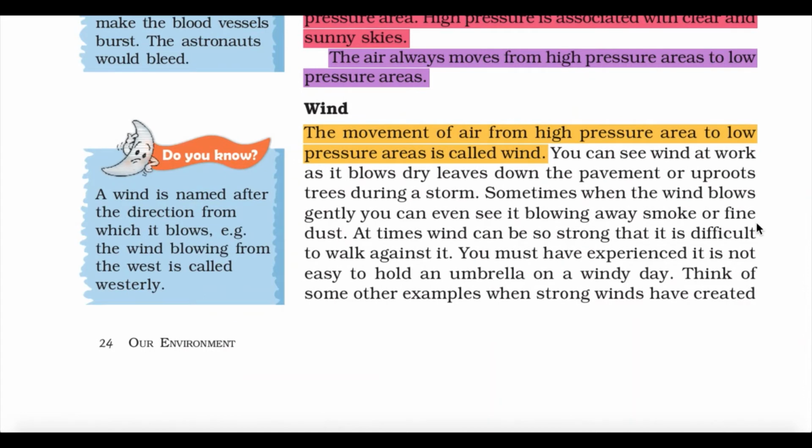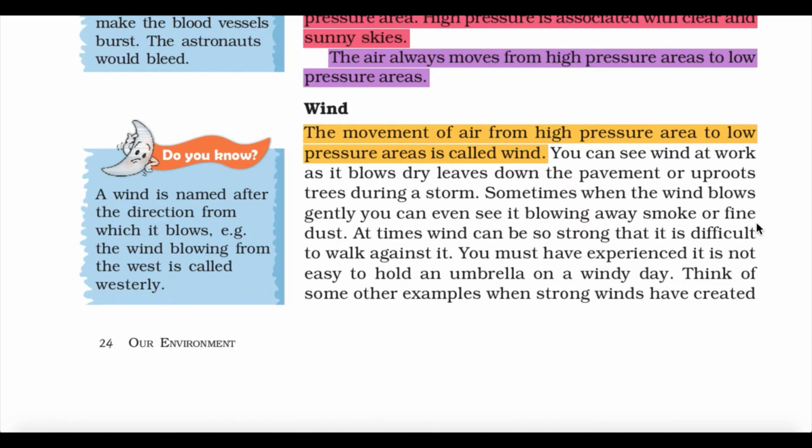Wind. The movement of air from high pressure to low pressure areas is called wind. You can see wind at work as it blows dry leaves from the pavements or uproots trees during a storm. Sometimes, when the wind blows gently, you can even see it blowing away smoke or fine dust. At times, wind can be so strong that it is difficult to walk against it. You must have experienced it is not easy to hold an umbrella on a windy day.